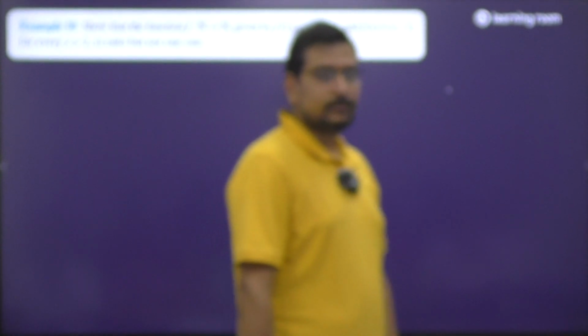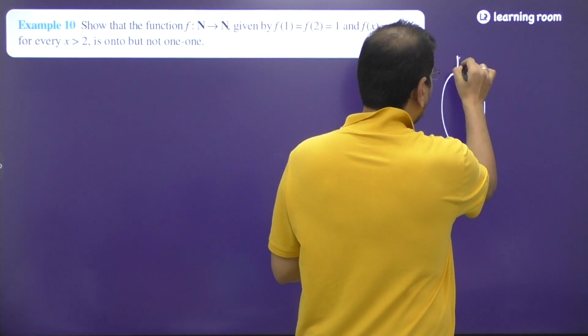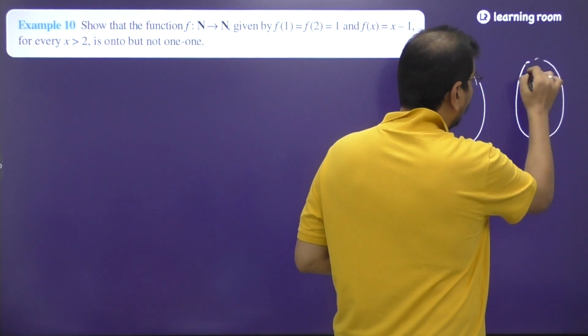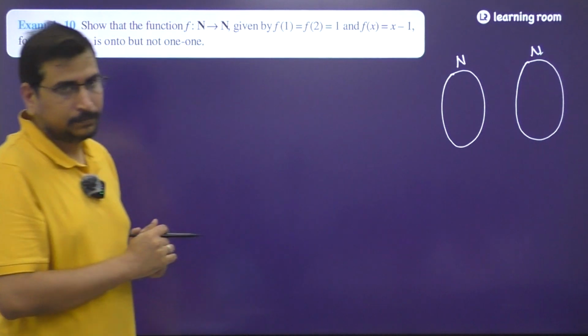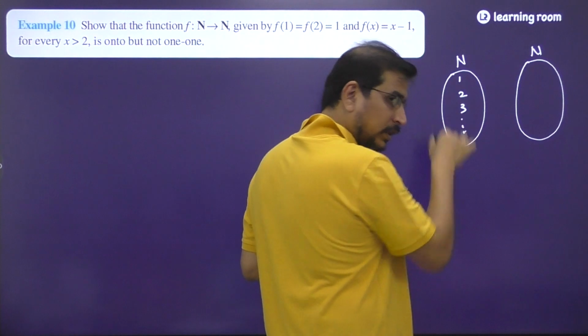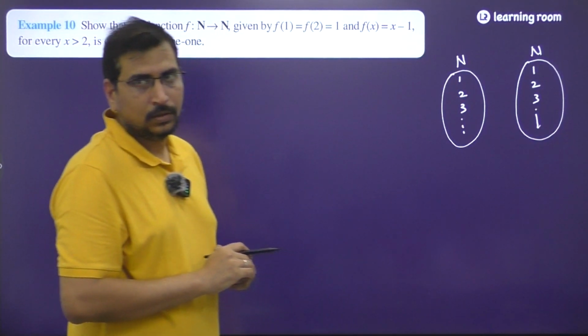Show that the function mapped from natural number set to natural number set given by f of 1 is equal to f of 2 is equal to 1. Let's stop with that. What is the meaning of it? If you have to visualize it, what do I have? I have a natural number set here. I have another natural number set on the other side, right? So I have the numbers starting from 1, 2, 3, so on till infinity. Here also I have the numbers starting from 1, 2, 3, so on till infinity, right?